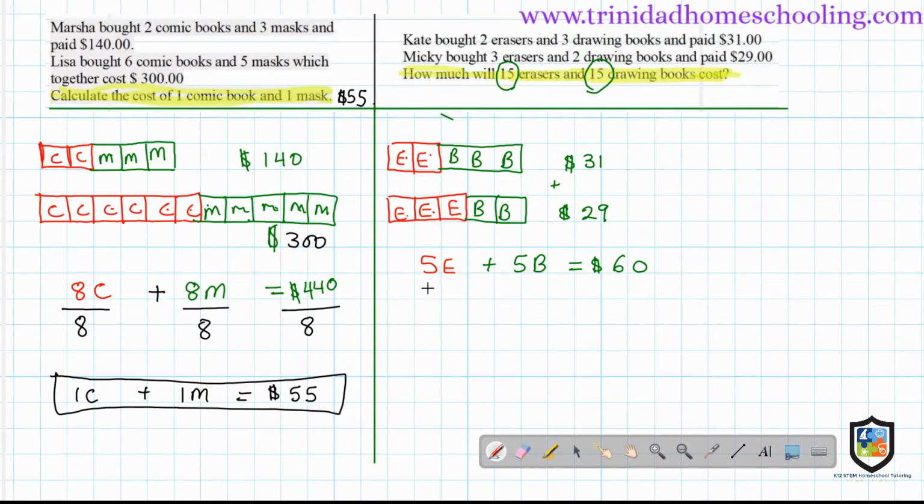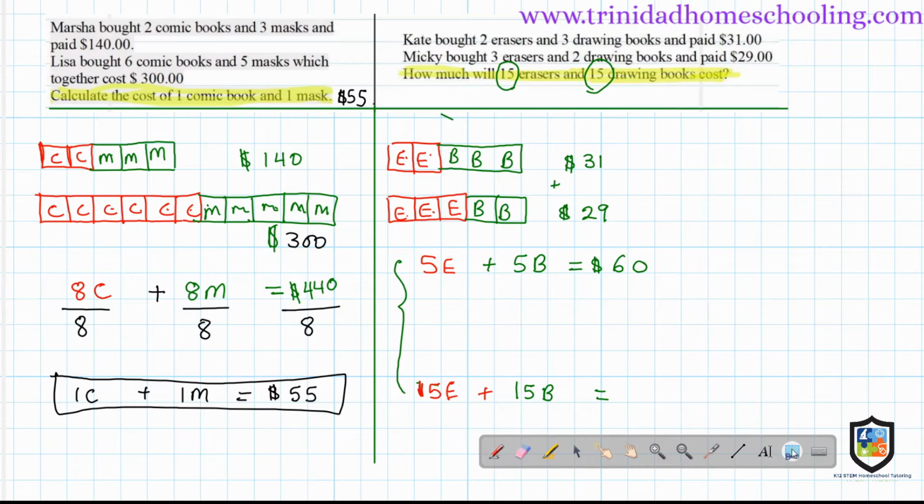Now we need to get to 15, right? So our final answer should be 15 erasers and 15 books. Alright, which will be some cost that we don't know. Now how are we going to get from 5 to 15?